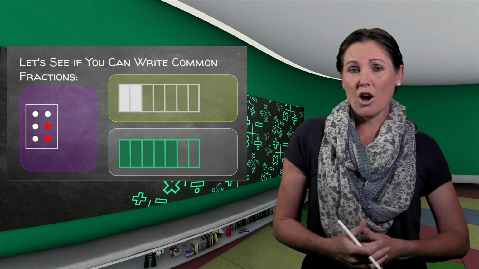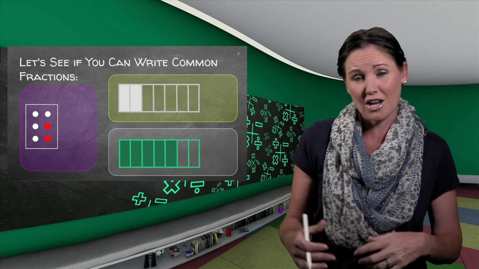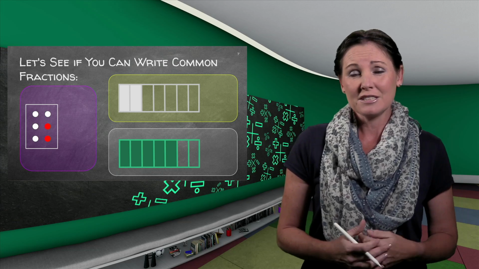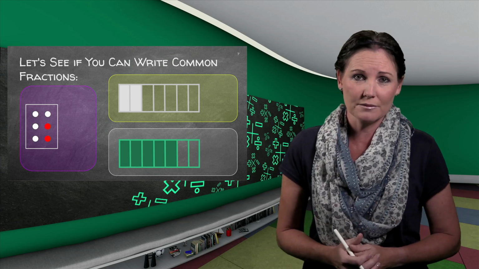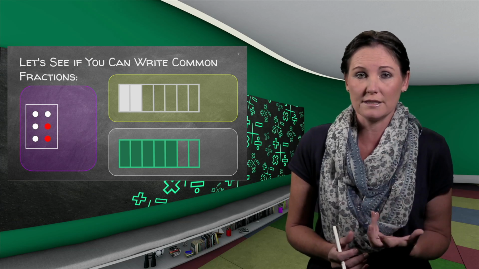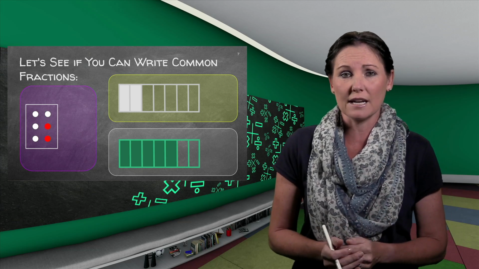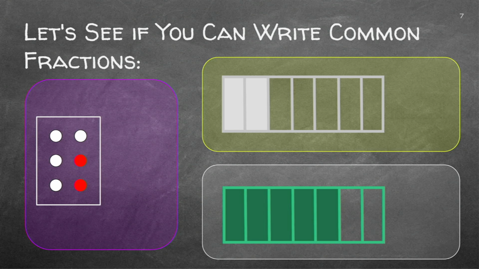Now, to write common fractions, I need a numerator on top of a denominator. Now, I got a little test here for you to see if you can write common fractions, because this is where everything starts. Now, remember, denominator at the bottom, numerator at the top. Denominator tells me in how many parts it's been broken up. Now, look at the first picture, the purple one. How many dots do you see in the rectangle? We see 2, 4, 6. So my denominator will be 6.